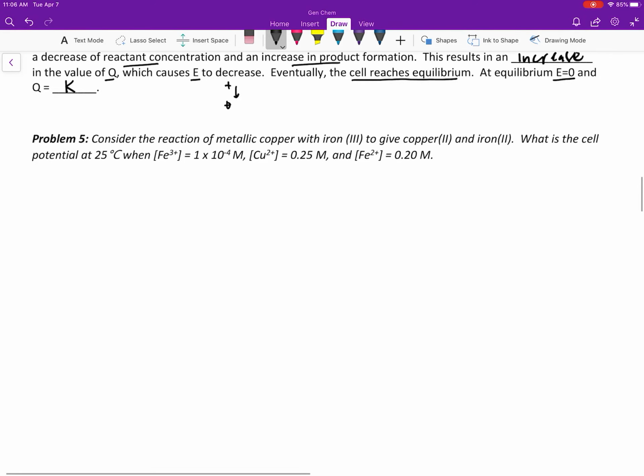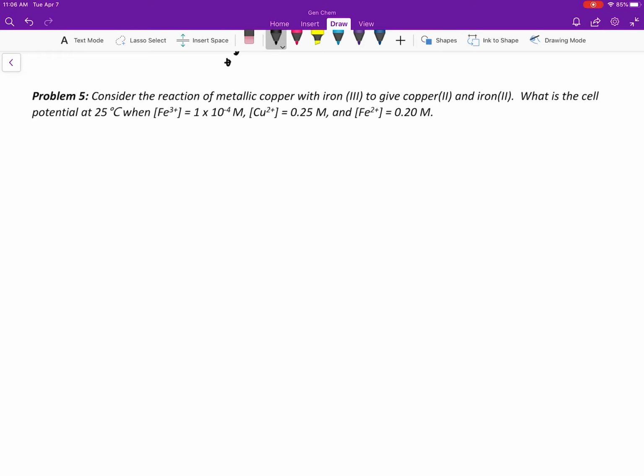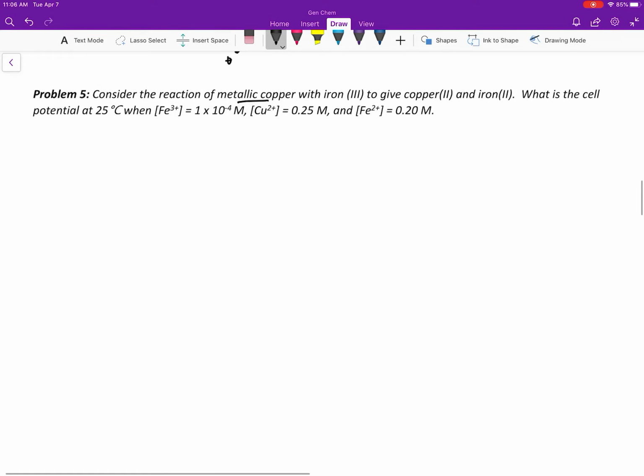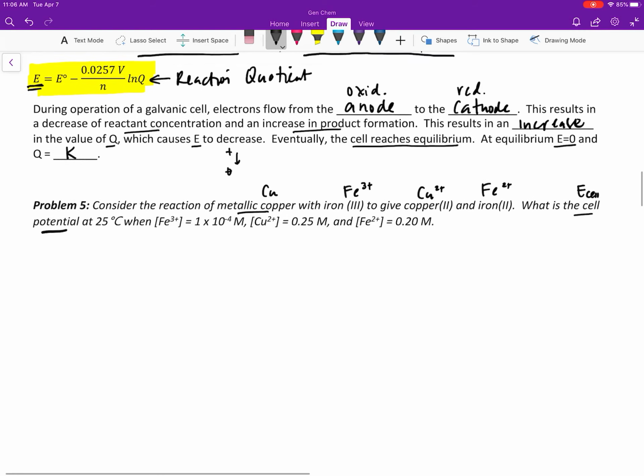Okay, so let's see this in a practical sense. Consider the reaction of metallic copper with iron 3+ to give copper 2+ and iron 2+. So it's giving us the information. First, it wants to know what is the cell potential. So it's not asking about E cell naught. It's asking about this E value, which is non-standard conditions.